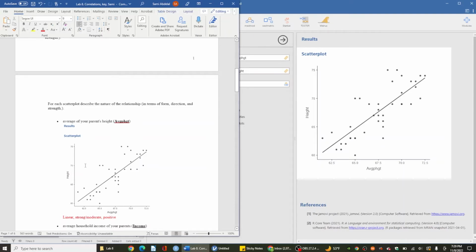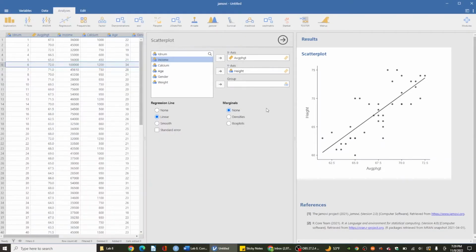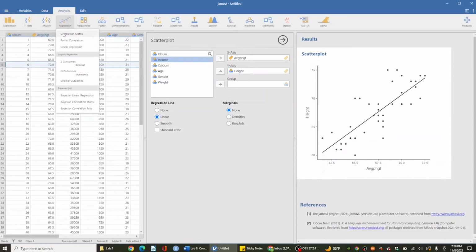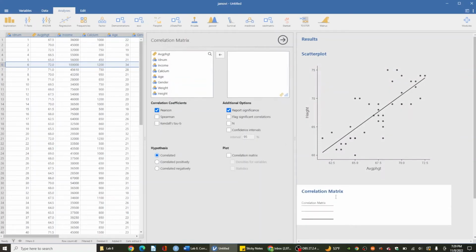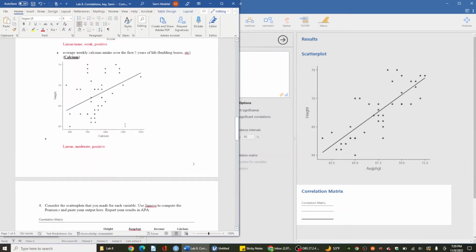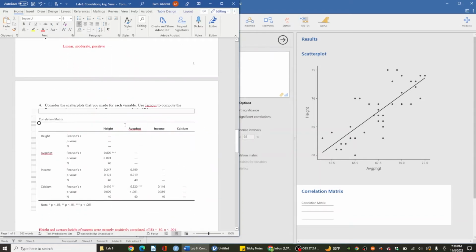But the issue is we need some sort of correlation to work with, right? Otherwise, how are you going to tell people about it? So in order to do that, we will go to, once I can find it, I believe it is correlation matrix. And we get this down here. I think it's just easier to throw in all of the variables that you're supposed to be working with. So let's go average parent height, we'll go income, we'll go calcium, and oh look, it's actually right here.